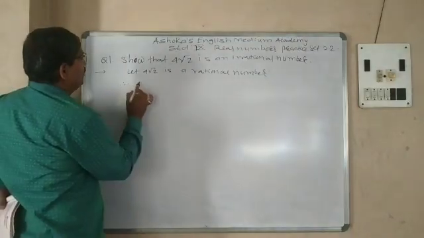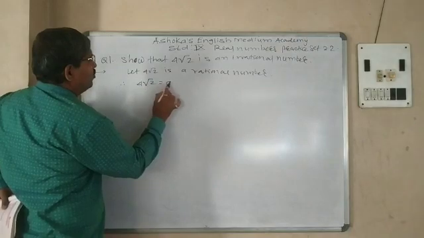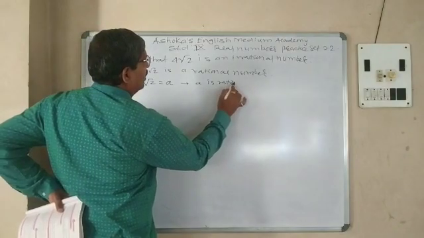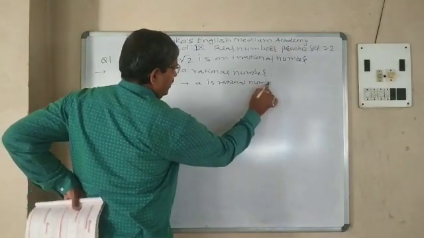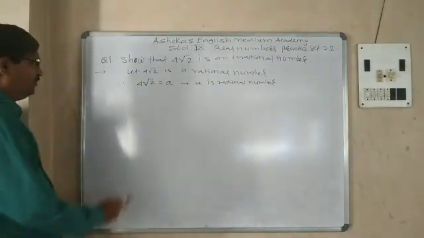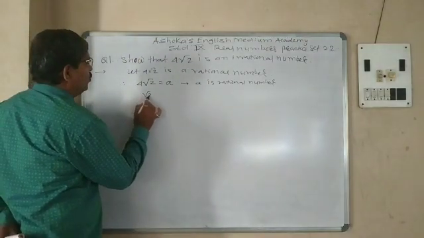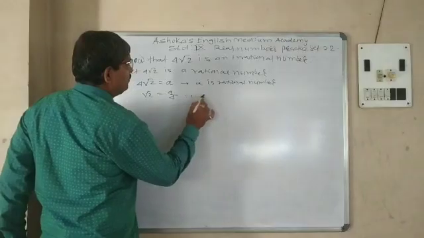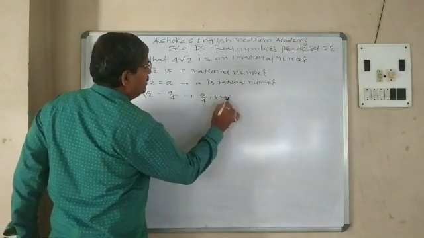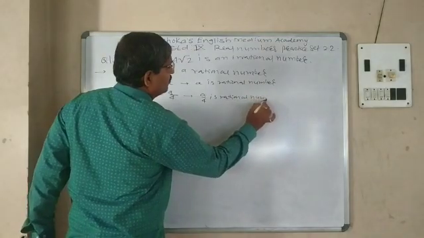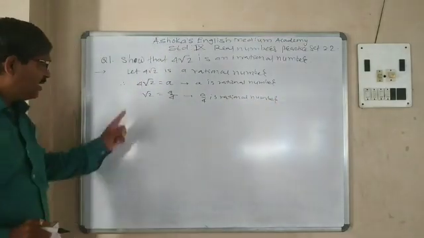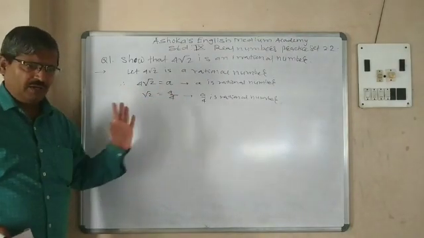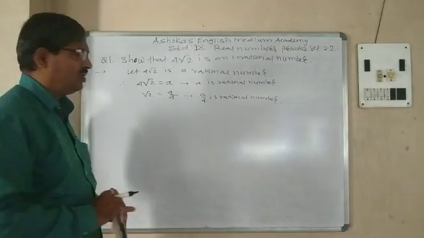Therefore, 4 under root 2 is equal to A, where A is a rational number. Now what will happen? This 4 will go to that side. Root 2 is equal to A upon 4. Here A upon 4 is a rational number. But root 2 is an irrational number and A upon 4 is a rational number. A rational number is never equal to an irrational number.